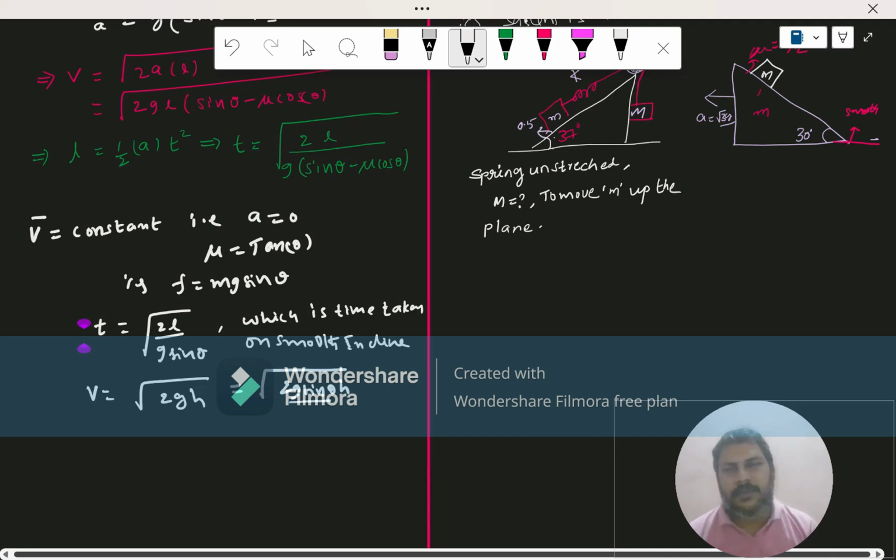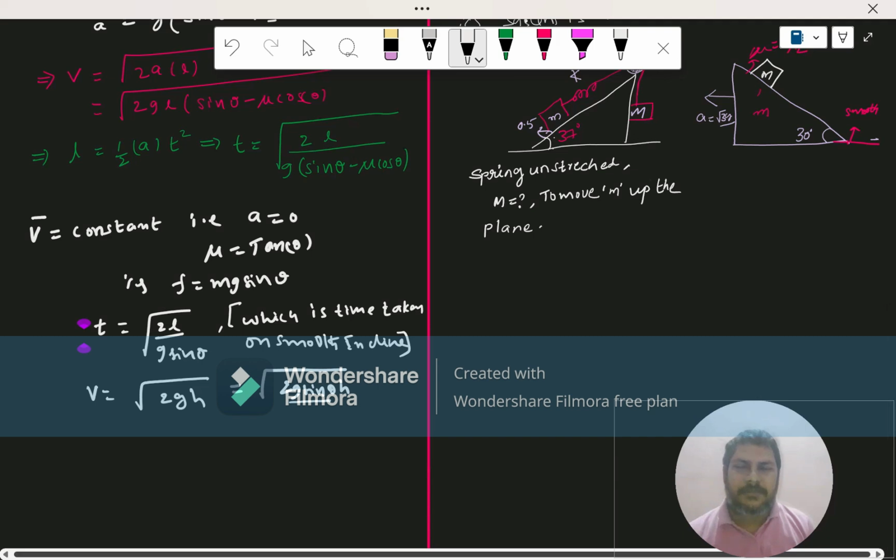Otherwise it will become g sin theta. F equal to ma here. So here F equal to ma or mg sin theta, that equals mu into mg cos theta, because mu is equal to tan theta. Now here g will become g sin theta, meaning on a smooth inclined plane you go.